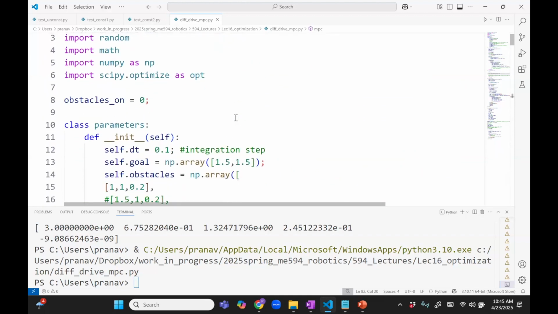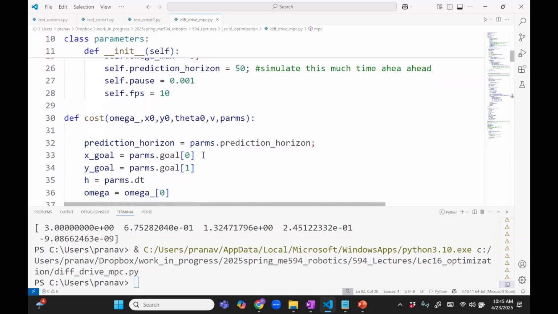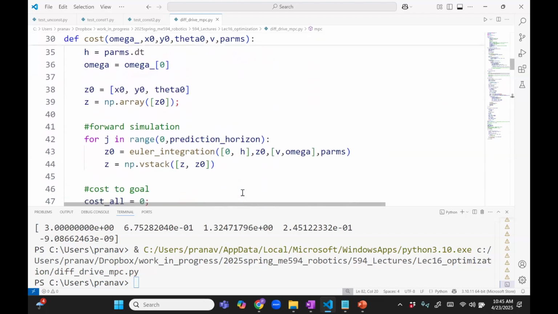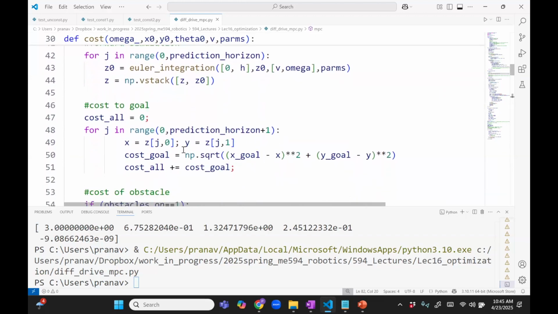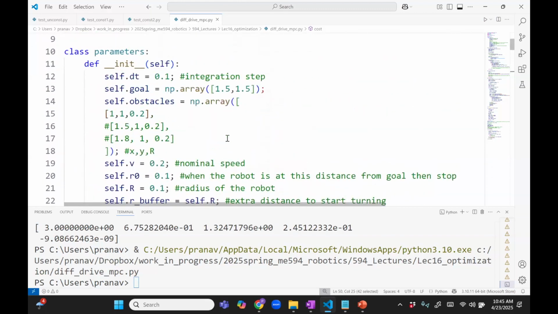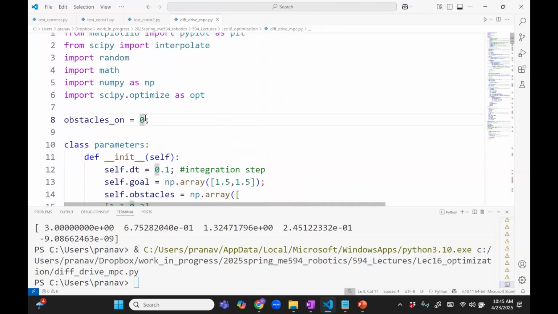Of course, the cost is going to the goal. So the cost is how close I am to the goal. The closer I am to the goal, the cost goes to 0. Now, what I can do here is add obstacles.